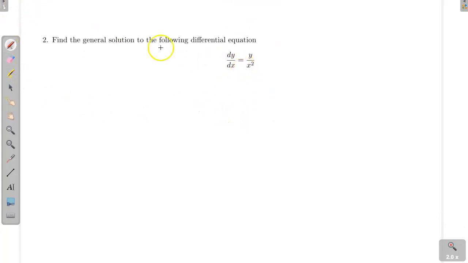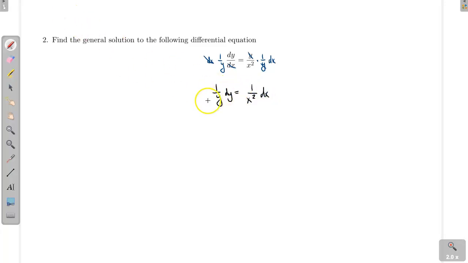All right, next question, same idea. It's going to be a little bit different because here I'm going to have to multiply by 1 over y to cancel these y's out. But I'm always going to multiply by dx because it'll cancel those out. All right, so now the equation becomes 1 over y dy equals 1 over x squared dx.